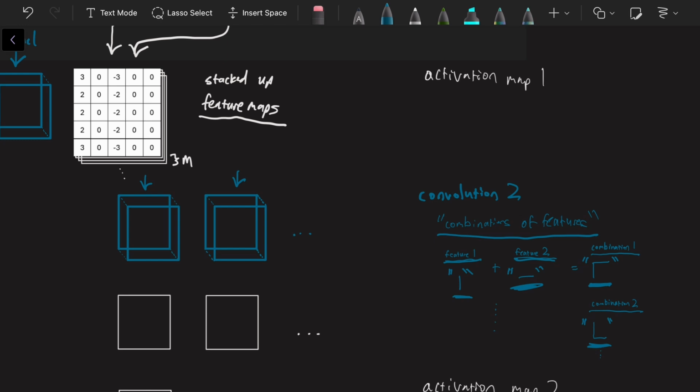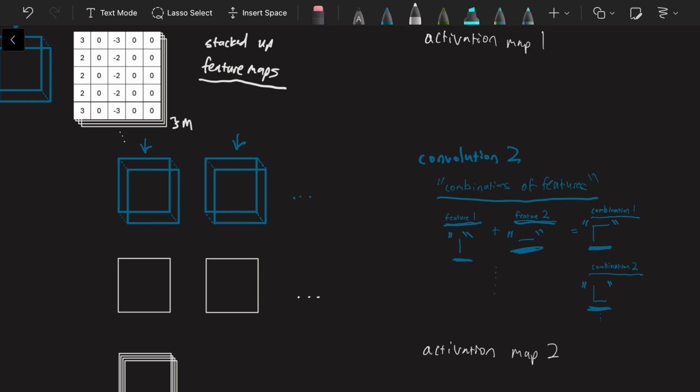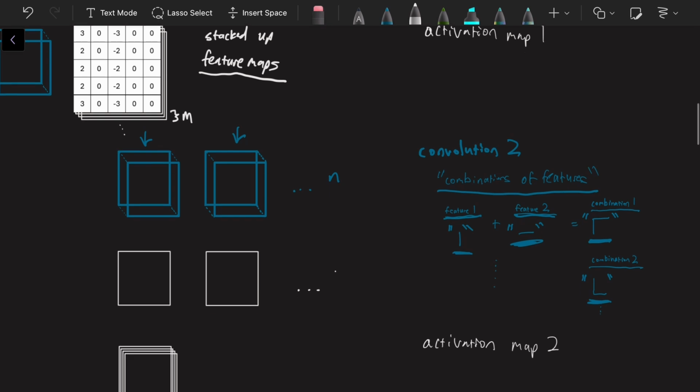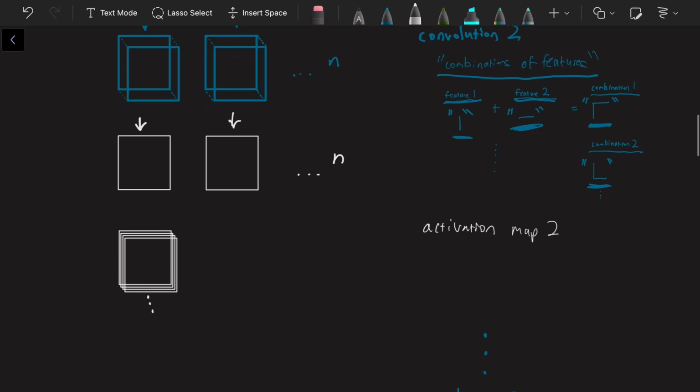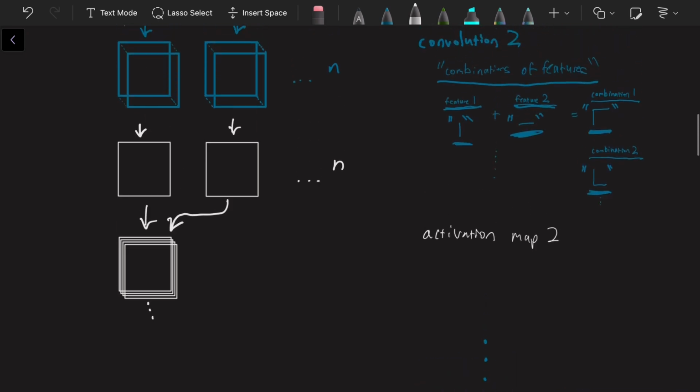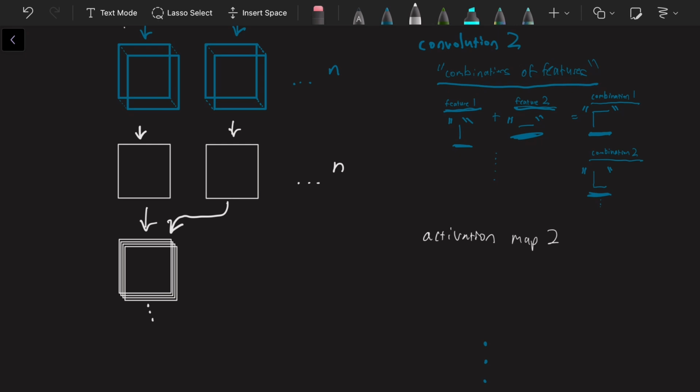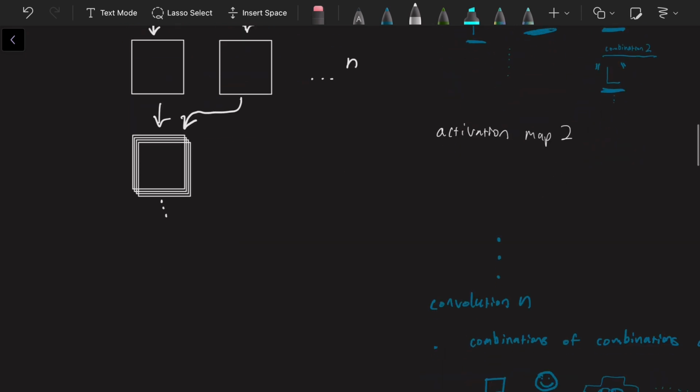Things like corners. And so it's the exact same thing as above. We're going to convolve n amount of times to get n number of feature maps, okay? And then they're going to get stacked again because deep learning uses tensors. And so now we're going to have this stacked up feature map of feature maps, okay?